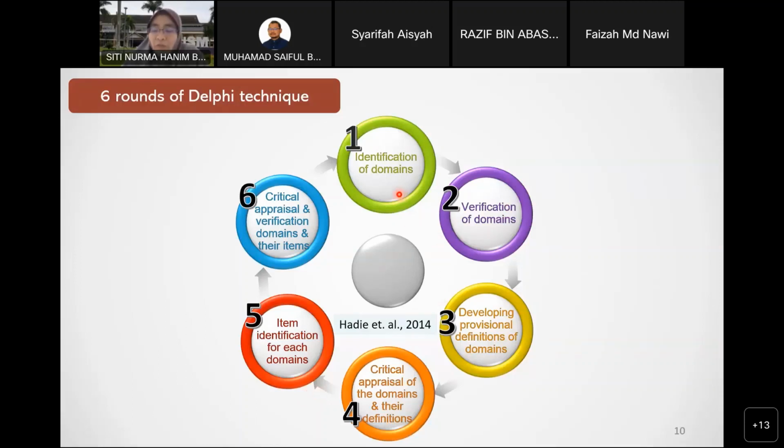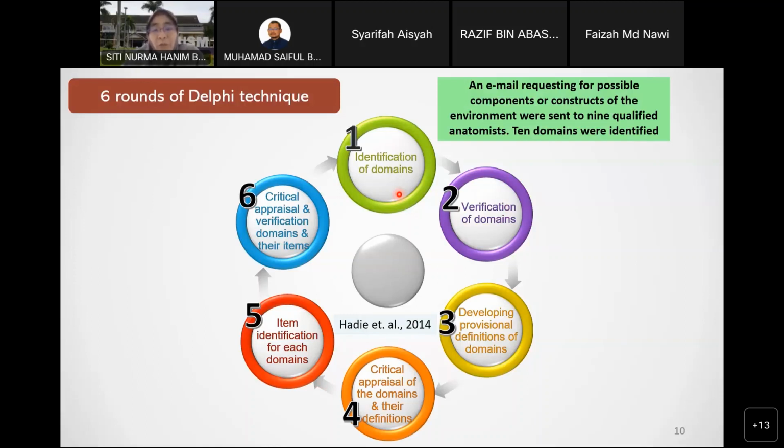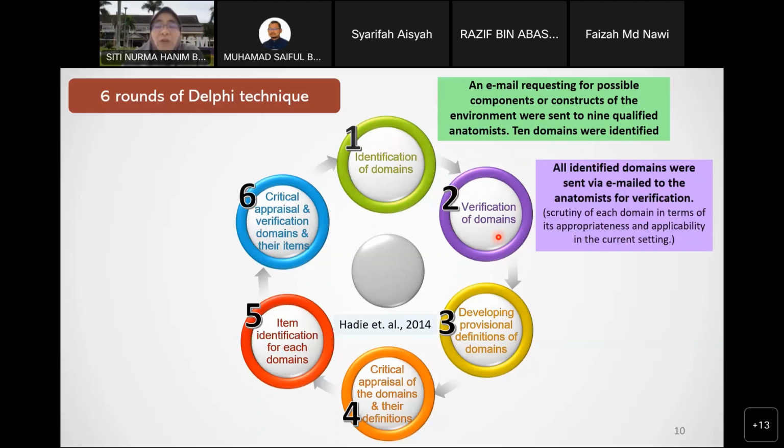So the first round involved identification of domains, whereby we actually emailed 9 anatomists in Malaysia, requesting them to provide several possible components or domains of the environment. Basically, we have identified 10 domains. And round 2 is about the verification of domain, whereby all the identified domains were sent via email to all the anatomists for verification. And what they did was they scrutinized each domain in terms of its appropriateness and applicability in the current setting.